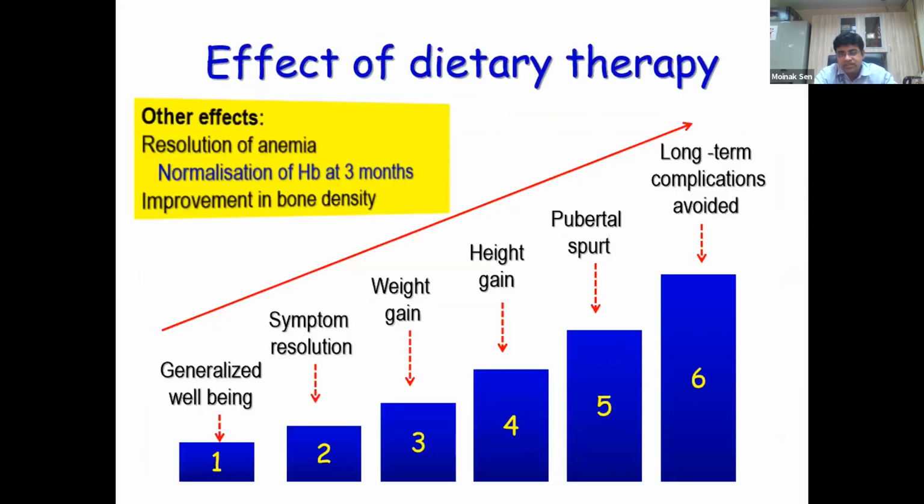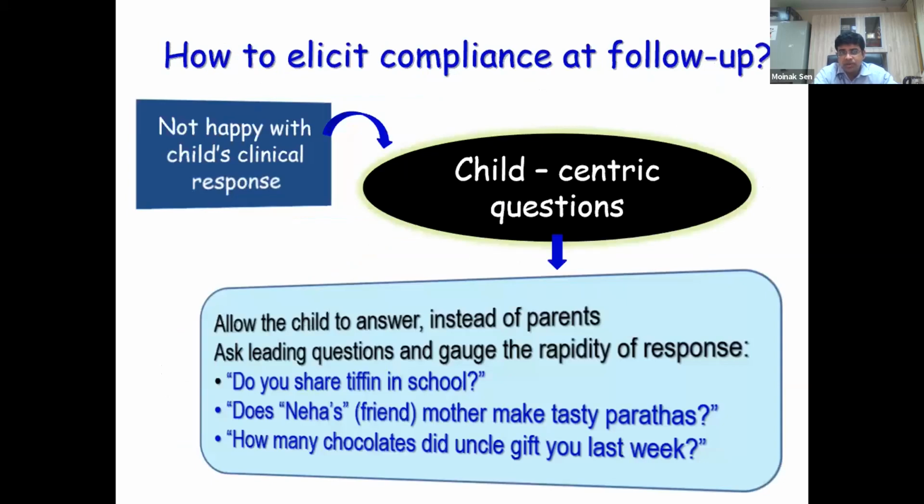How does the gluten-free diet work in celiac disease? If you look at it, there is stepwise improvement. The moment you start the change in diet, you will see resolution of anemia, bone mineral density improves, generalized well-being, symptom resolution, weight gain, height gain, pubertal growth spurt, and long-term complications can be avoided.